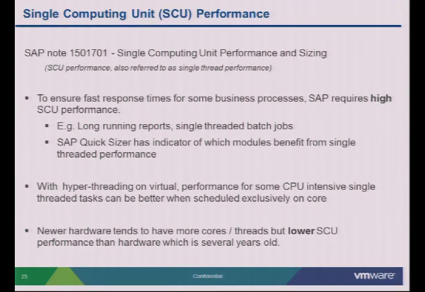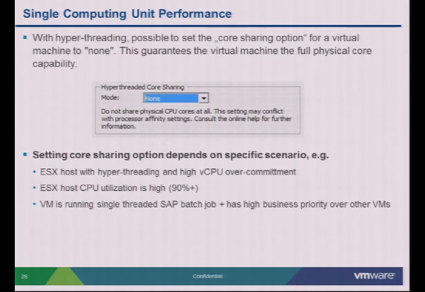So what it means is if you're running SAP batch jobs in a hyper-threaded environment, and SAP has identified them as being single-threaded, it's ideal if the vCPU that job is running on is scheduled exclusively on the core. The way you can do that in VMware is you set the hyper-threaded core sharing setting to none. That's a setting on the VM. What that means is the VM running that single-threaded batch job is always scheduled such that its vCPUs are exclusively on the core. It might bump off another VM.